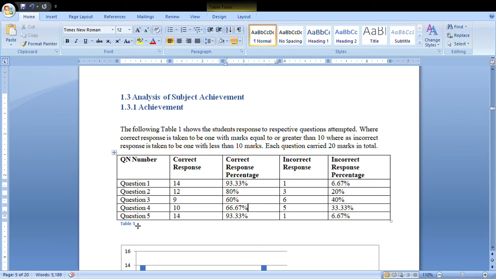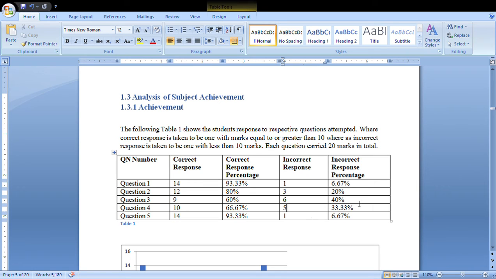So you will have 10, and then you will divide 10 by 15 and multiply that by 100, and you will have 66.6667 recurring as the correct percentage. And by doing that, you can also say, in order to get the incorrect response, it will be 15 minus this 10, and you will have 5 incorrect responses left.